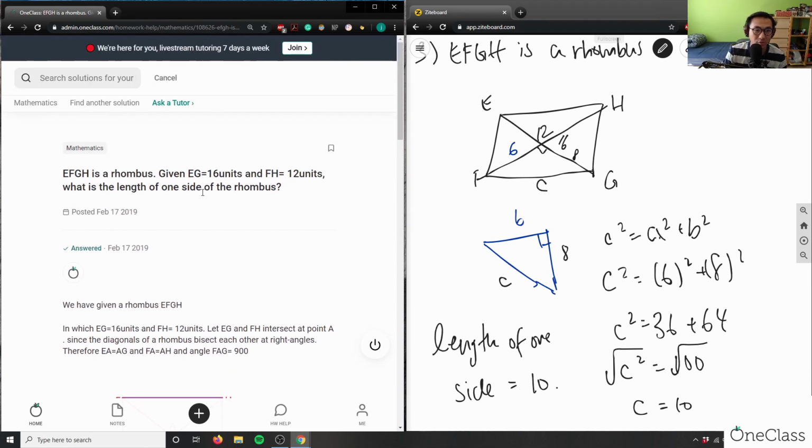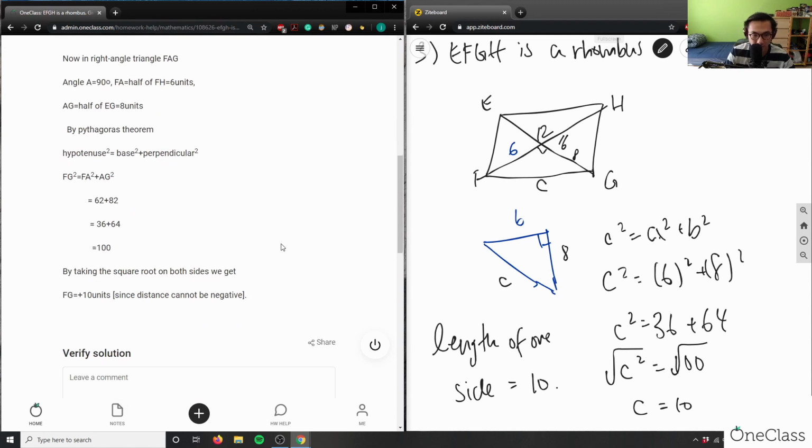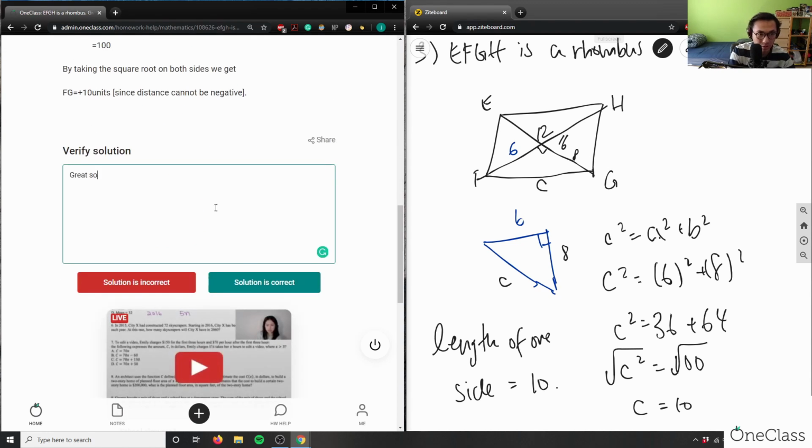I didn't realize, I thought it was EF and not EG, so I wrote 16 as the side when it was 16 as the diagonal. So that's my fault, sorry. This here is a great solution and analysis. The solution here is correct.